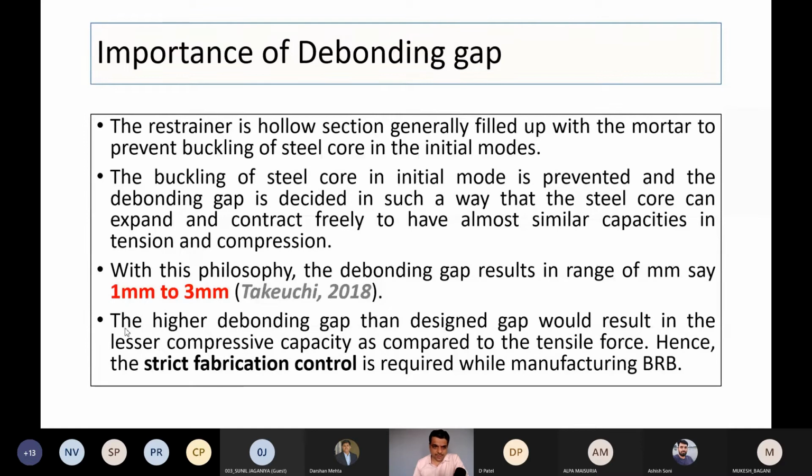With this philosophy, the debonding gap is in the range of, let's say, 1 mm to 3 mm. A higher debonding gap than the designed gap would result in lesser compressive capacity as compared to the tensile force. Hence very strict fabrication control is required while manufacturing BRB. And after strict manufacturing control, full scale testing is again required to validate and see whether we are getting the intended performance from the BRBs or not.